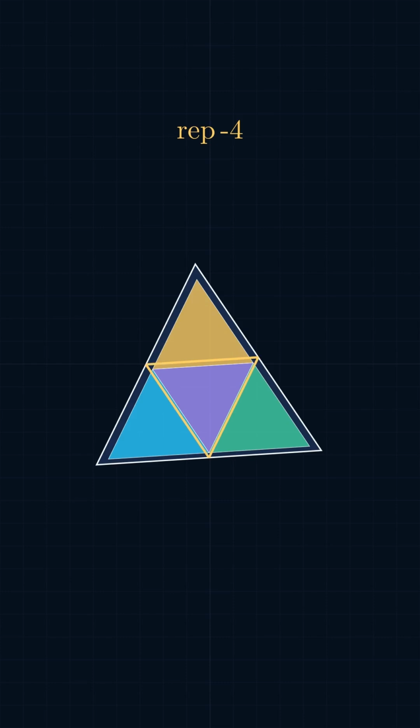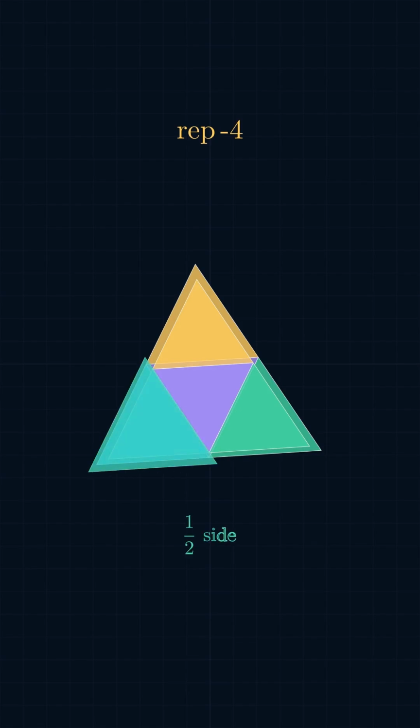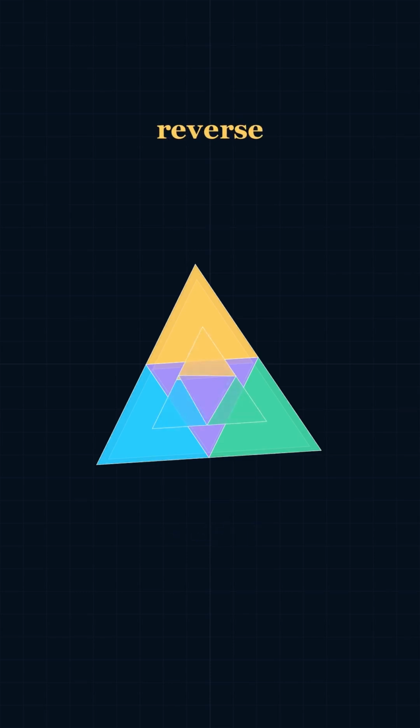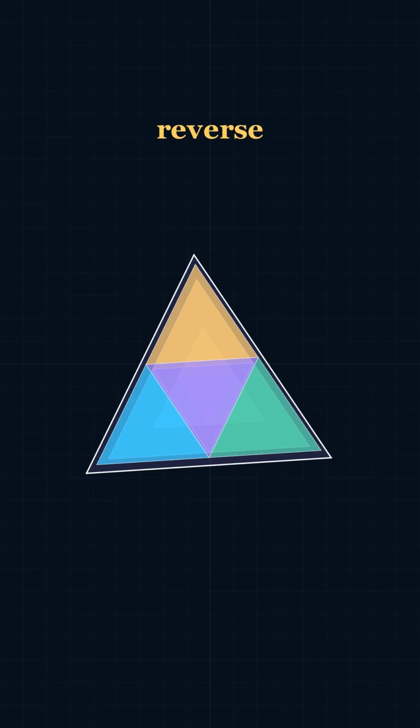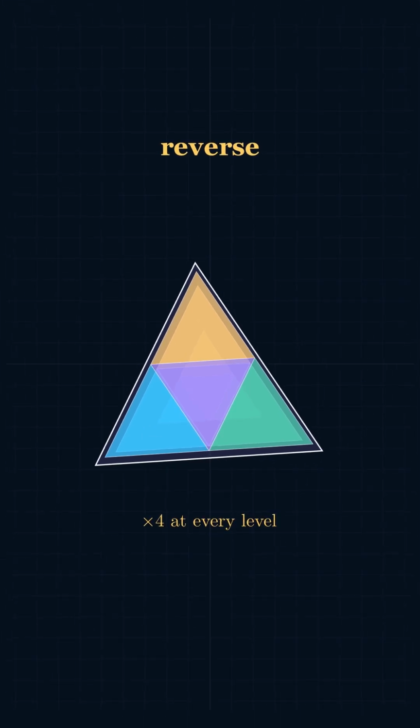Draw the 3 mid-segments, lines connecting the midpoints of its sides. You get 4 smaller triangles. Each has half the side length, each has 1/4 the area, and each is exactly the same shape as the original. Now reverse it. 4 tiny triangles make 1 bigger triangle, 4 bigger triangles make an even bigger triangle, then 4 of those. At every zoom level, the same triangle returns.